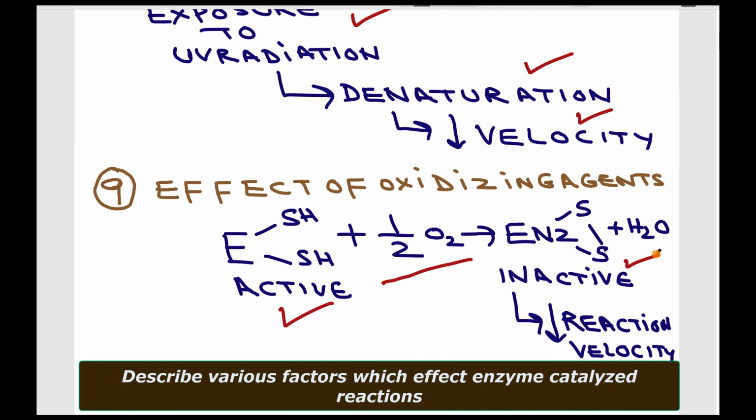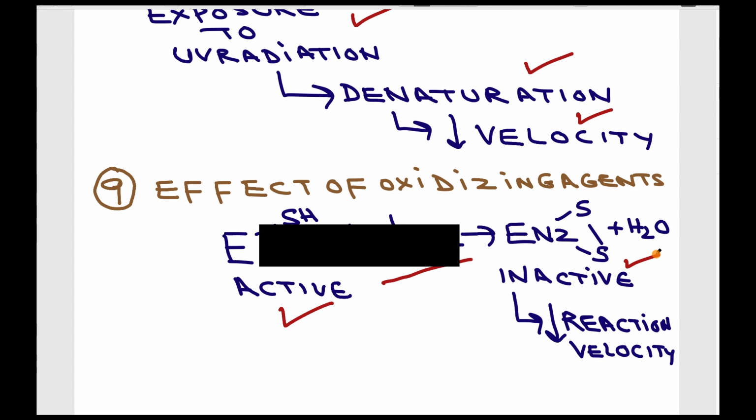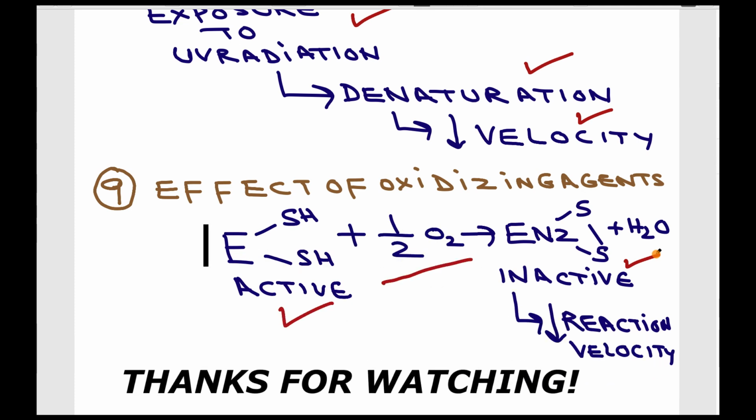So in that sense, the presence of reducing agents is very, very important. Glutathione is one such reducing agent. Okay, these are the various aspects of the factors affecting enzyme-catalyzed reactions. Okay, thank you very much.